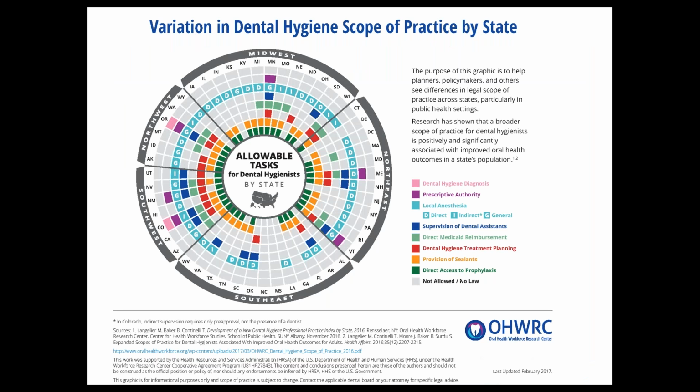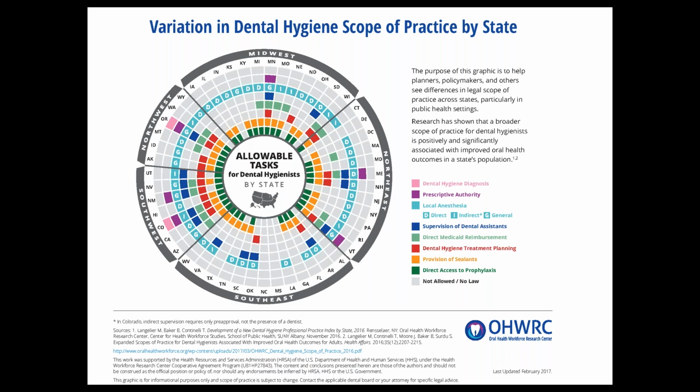So lo and behold, this is the infographic we developed. And if you look at it, the wheel, as we affectionately call it, has a number of different regions, and within those regions, states. And we identified those tasks that dental hygienists, again, should be allowed to do given professional competence, and actually identified whether they would or wouldn't be able to do it in a given state. And so, as you can see, the variation is pretty dramatic.